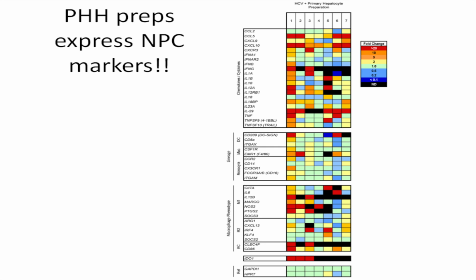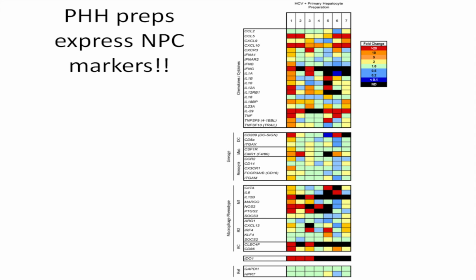So the bottom line is, here are the lineage markers, the chemokines, the macrophage markers. The scale over here is on the right. The red is highly induced, black is not detected, and intermediate levels of induction are in between those. Across the top are the different primary hepatocyte preparations. These are 8 unique donors that were infected with HCV.